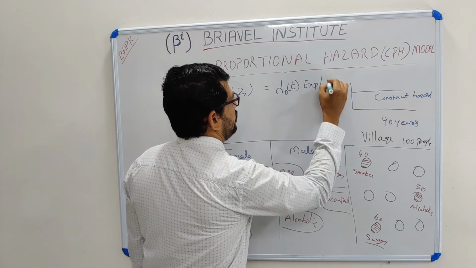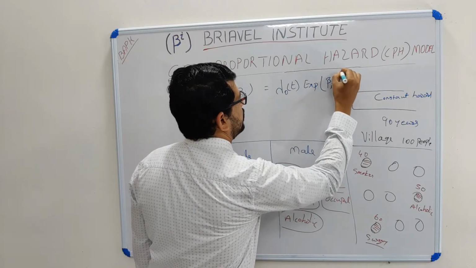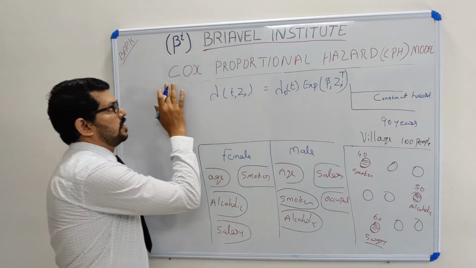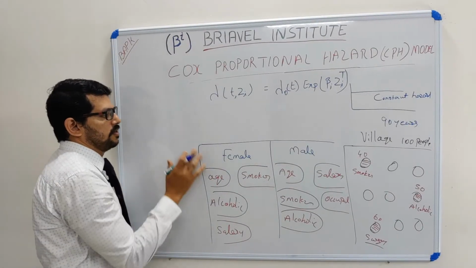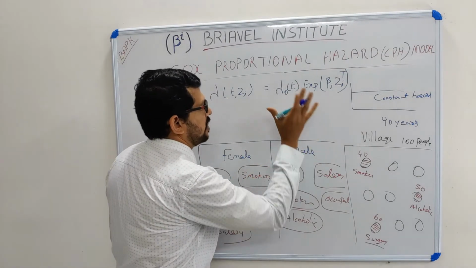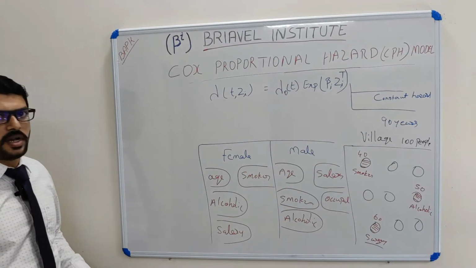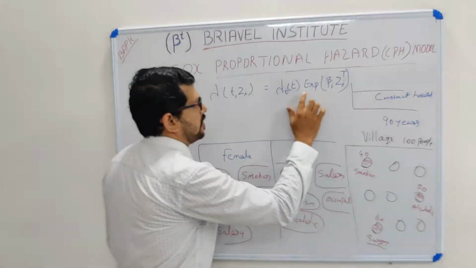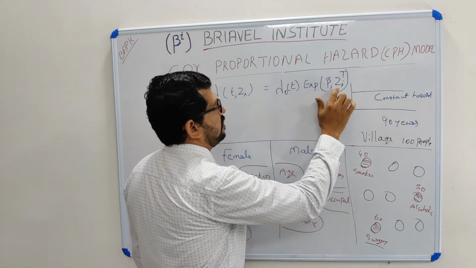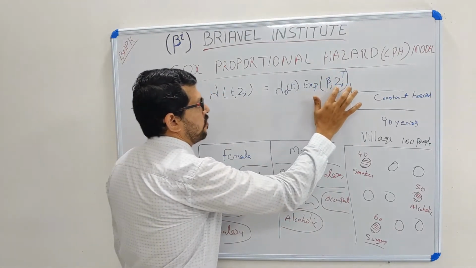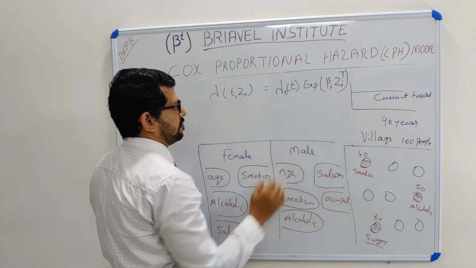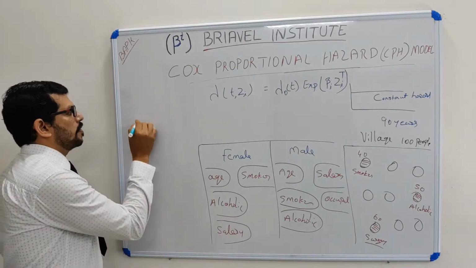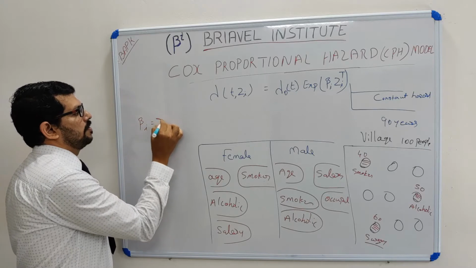The equation is exponential of beta i into Zi(t). This is my equation. David Cox, in 1972, understood that these are the factors affecting their hazard rate and mortality. So he made all these factors covariates and made the equation exponential of beta i into Zi(t), where Zi is the covariate and beta i is the regression parameter. I will explain what beta i is. Beta i is the regression parameter.